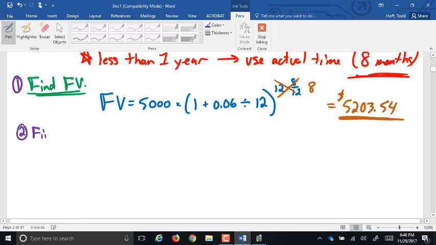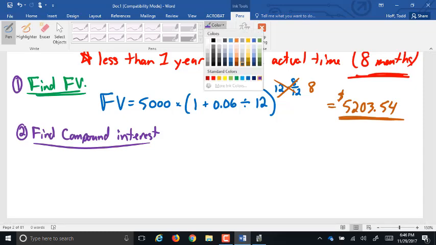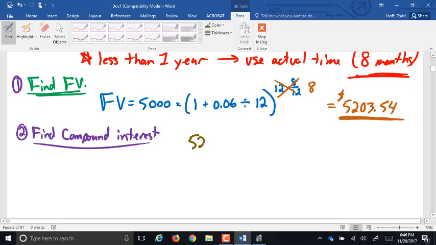Step 2 is to find the compound interest. Well, the amount of compound interest is 5203.54 minus 5,000, otherwise known as $203.54.